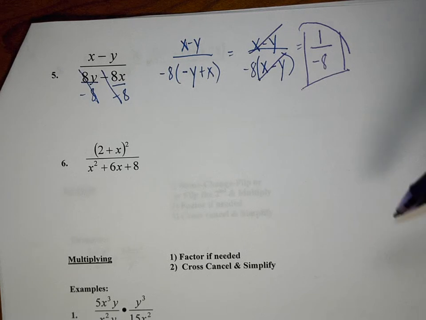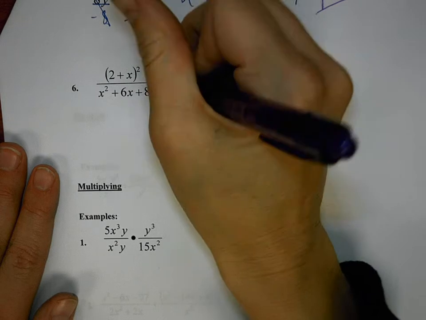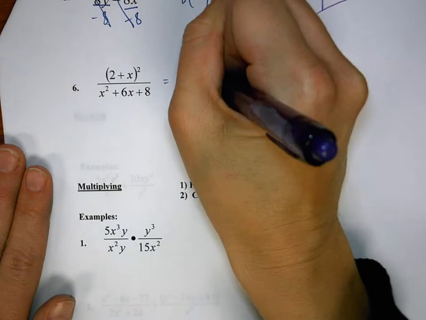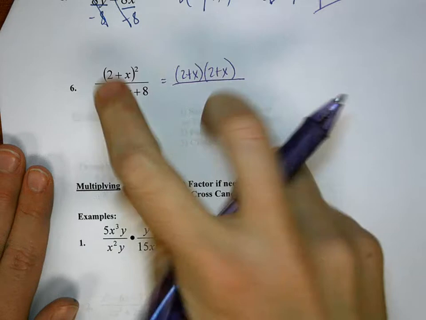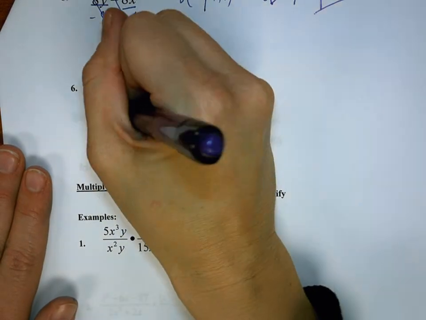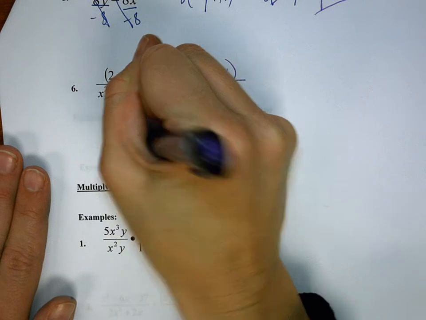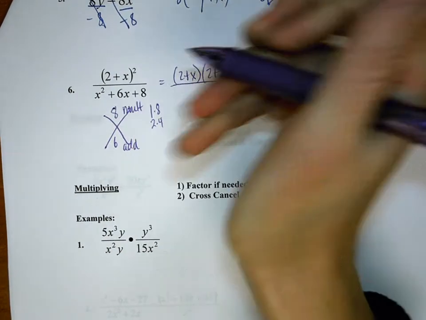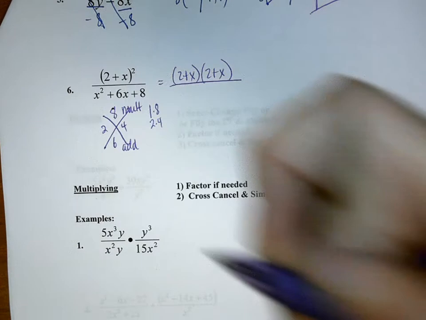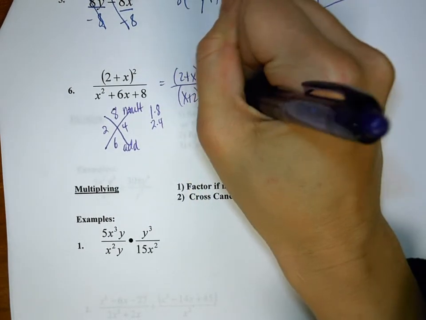All right, example 6. 2 plus x squared means that you actually have 2 plus x 2 times. I'm sure you knew that. And then we can do our diamond on the bottom, what multiplies to be 8 and what adds to be 6. The numbers that multiply to be 8 are 1 and 8 and 2 and 4. So 2 and 4 add to be 6 and multiply to be 8. So we have x plus 2 and x plus 4.